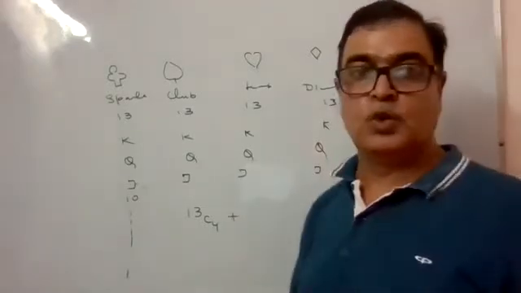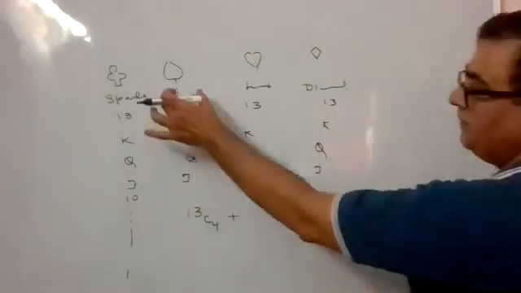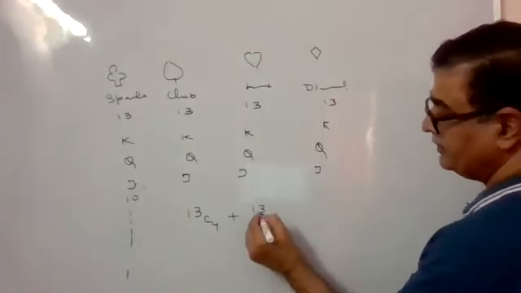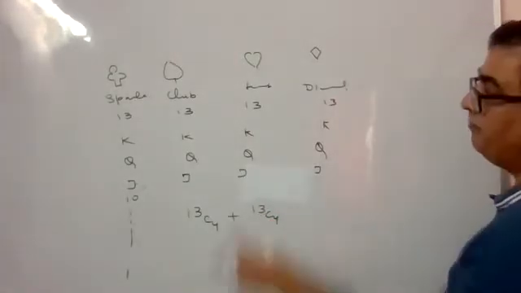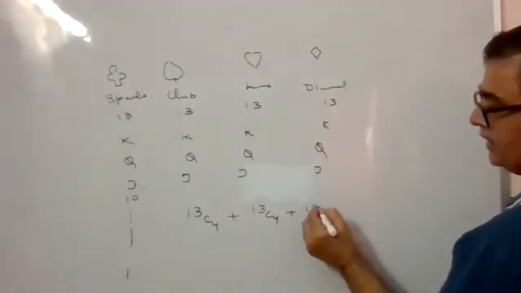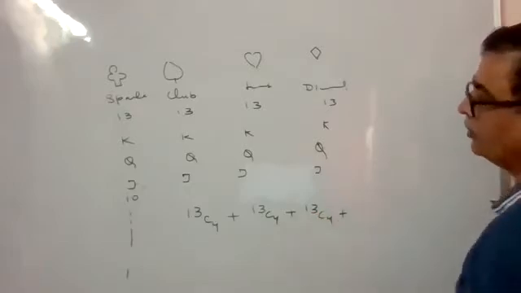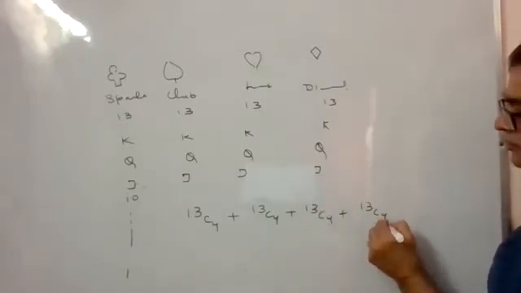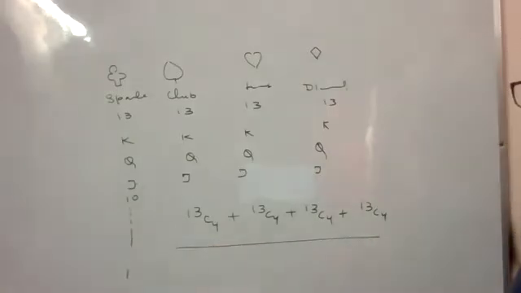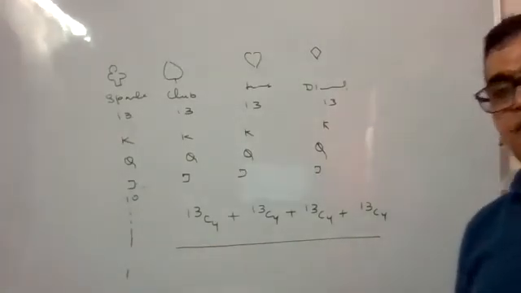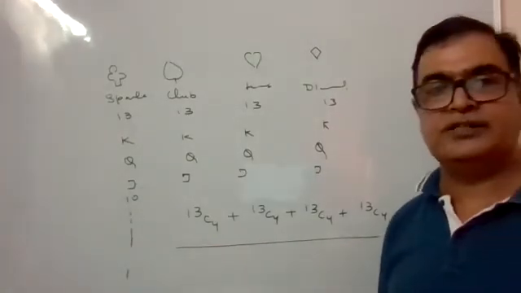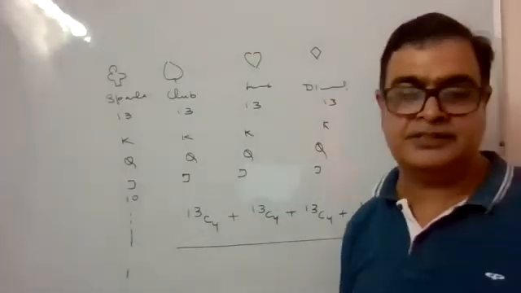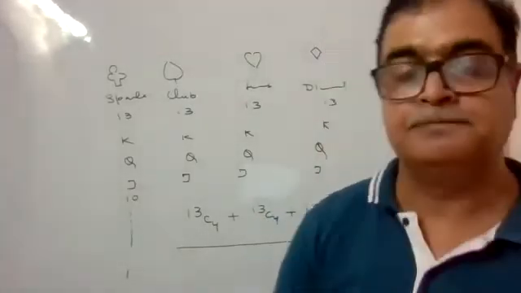Plus, what is the second case? Second may be possible. We'll take the club cards, all 4 cards. So we'll say 13C4. Maybe I'll take all the cards of hearts. So we will say 13C4. And maybe all the 4 cards we'll take from diamonds. So it will be 13C4. So the answer is 13C4 plus 13C4 plus 13C4 plus 13C4. That means 4 times 13C4 will be the total cases.